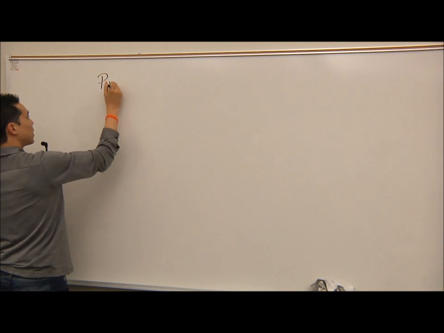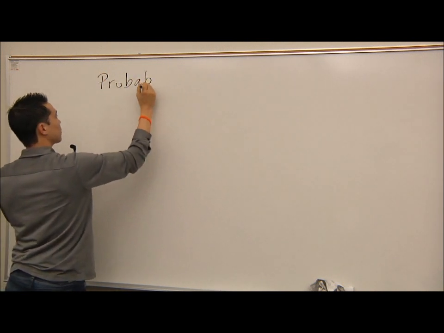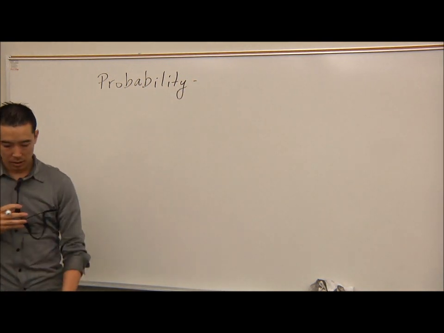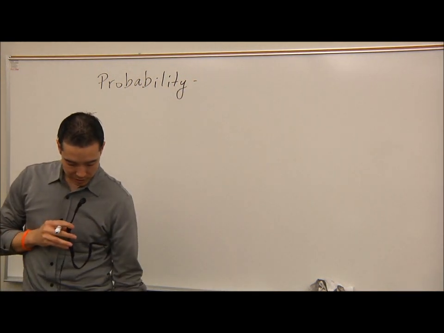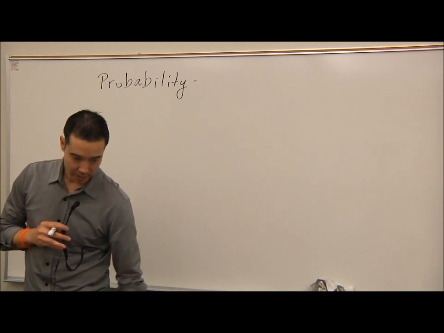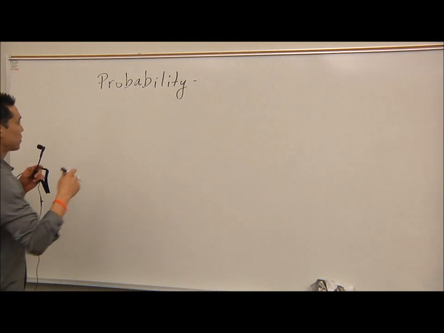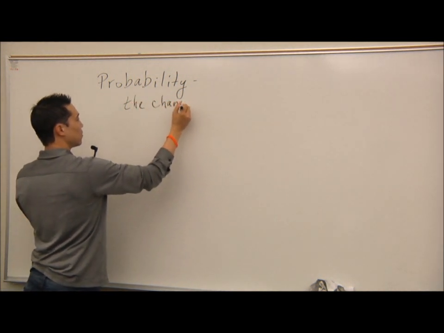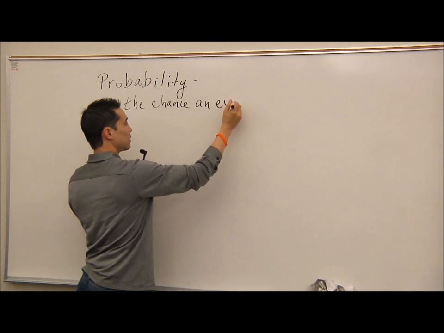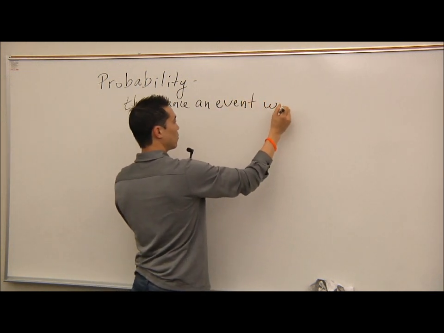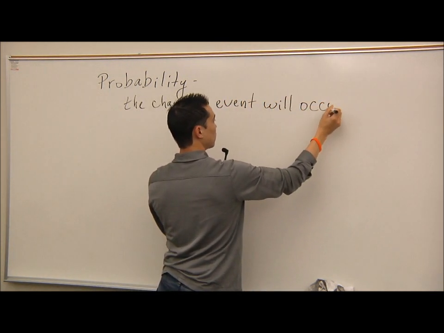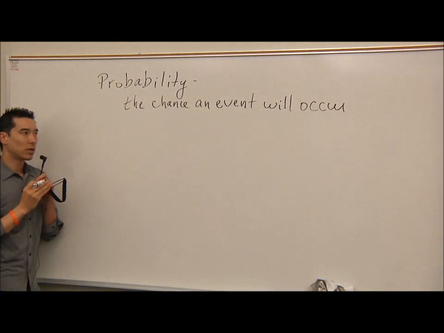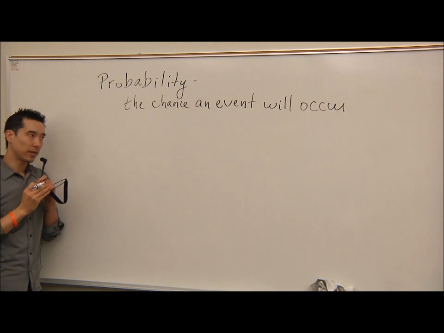Okay, so let's talk about probability. Probability, the definition is pretty much the chance that an event will occur, okay? So our definition here is the chance an event will occur. Okay, so let's define a couple of things.